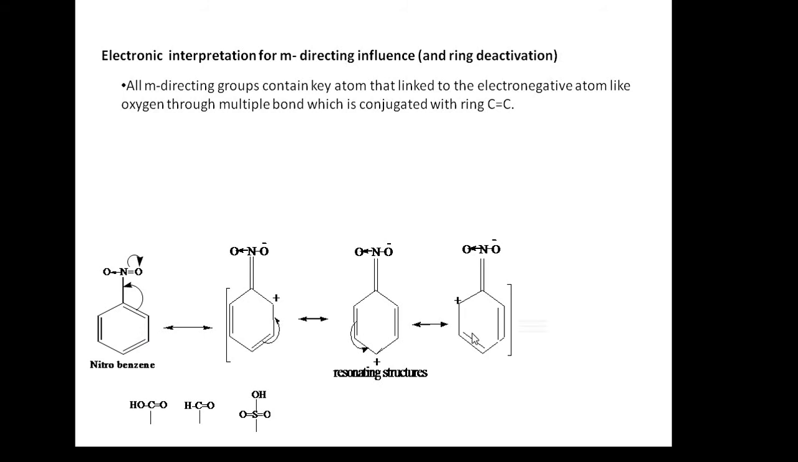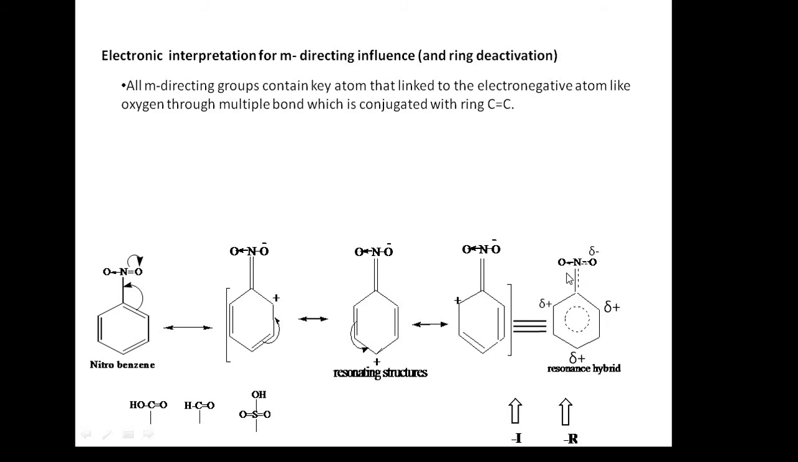Now for that we can write the resonance hybrid. Here the oxygen atom has a partial negative charge, and this bond is breaking, this bond is forming, and these are partial bonds, and these two ortho positions and the para position have partial positive charge. So here you can observe there is a minus R effect by the nitro group on the benzene ring.